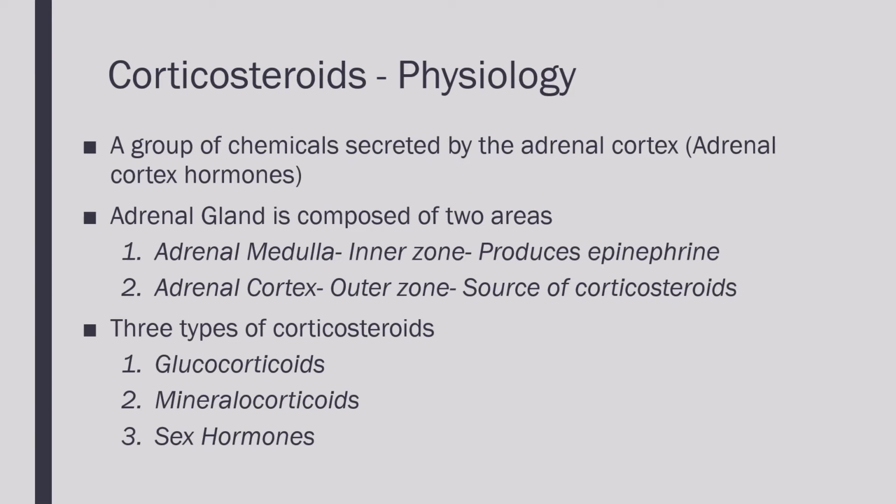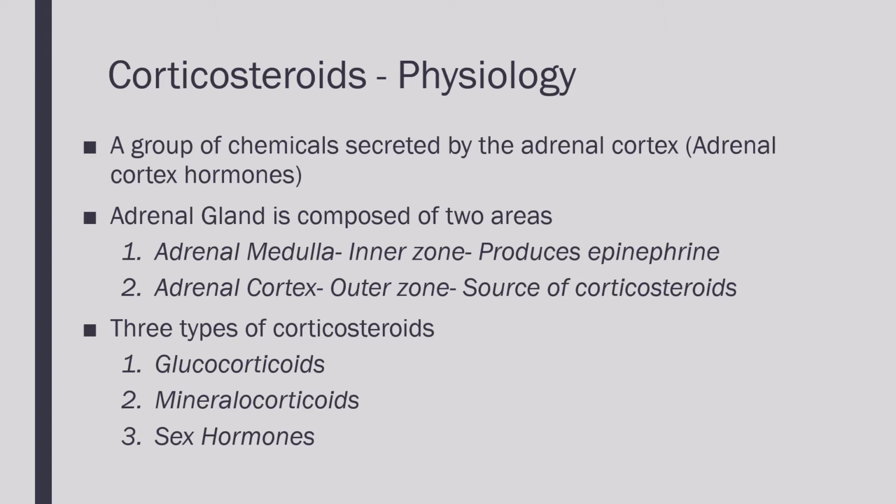All right, so let's talk about corticosteroids and their physiology. There are a group of chemicals secreted by the adrenal cortex, and then we're looking at epinephrine being secreted from the adrenal medulla. Remember, medulla means middle, and cortex means covering. So the adrenal gland is composed of two areas. The adrenal medulla is the inner zone, or the middle part, and this produces epinephrine. The adrenal cortex, the outer zone, is the source of the corticosteroids.